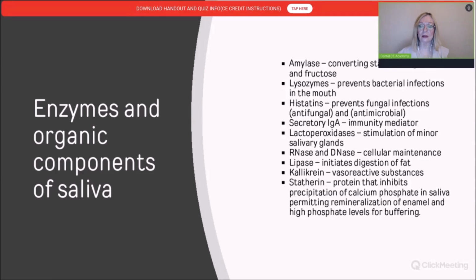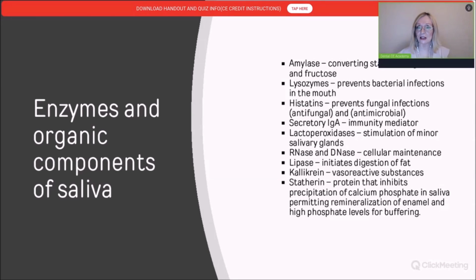So there are various enzymes that we need to be concerned about, because these enzymes can either prevent bacterial infection or initiate digestion. Amylase, specifically ptyalin in the saliva, converts starch into glucose and fructose. We have lysozymes, an antibacterial. Histatins prevent fungal infection, also antimicrobial. Secretory IgA is an immunity mediator. Lactoperoxidase stimulates the minor salivary glands, as we said. RNase and DNase are for cellular maintenance. Lipase initiates the digestion of fat in the oral cavity.